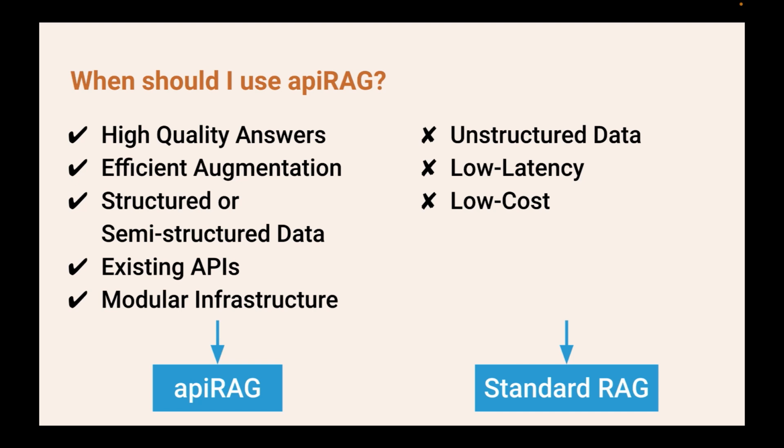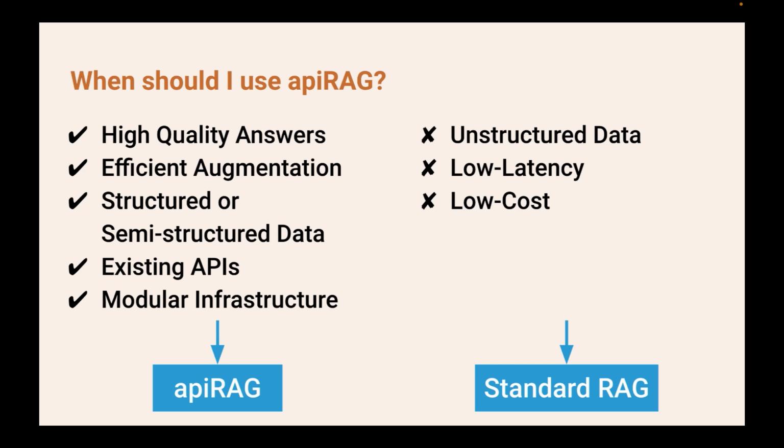apiRAG works particularly well on structured or semi-structured data because it allows the LLM to push filters into the API so only the data is returned that's actually relevant to the user question. Like in our demo, when I asked for the spending over the last 10 days, the LLM was able to identify that time period and only data from that time period was returned, not all customer transactions.